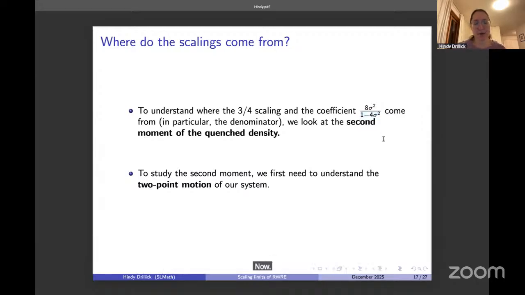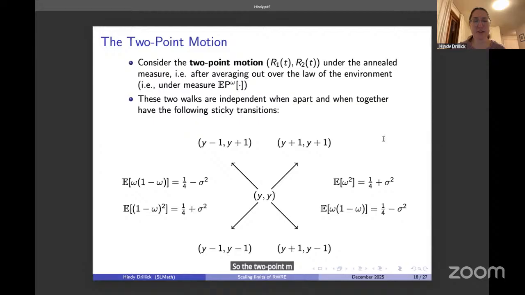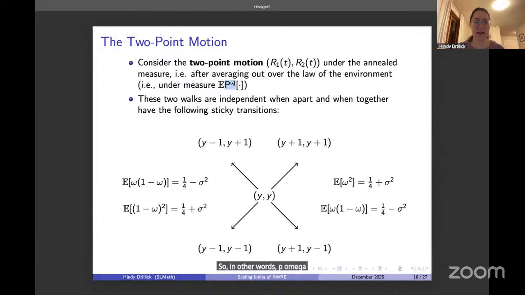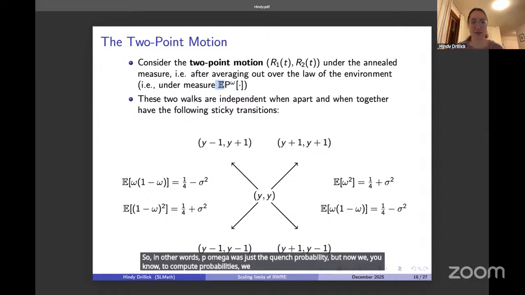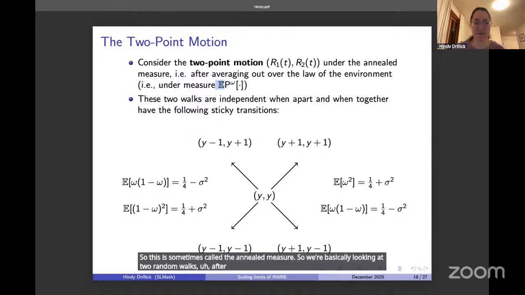Now, to study the second moment, we first need to understand what's called the two-point motion of the system. So the two-point motion is basically just considering two random walks, R1 and R2. We run them in the same environment, but then we average out the law of the environment. So in other words, P omega was just the quench probability, but now to compute probabilities, we take an additional expectation with respect to the law of omega. So this is sometimes called the annealed measure. So we're basically looking at two random walks after averaging out the environment.